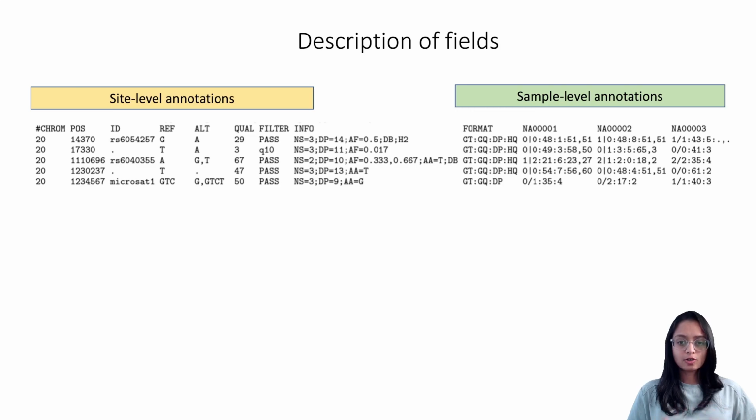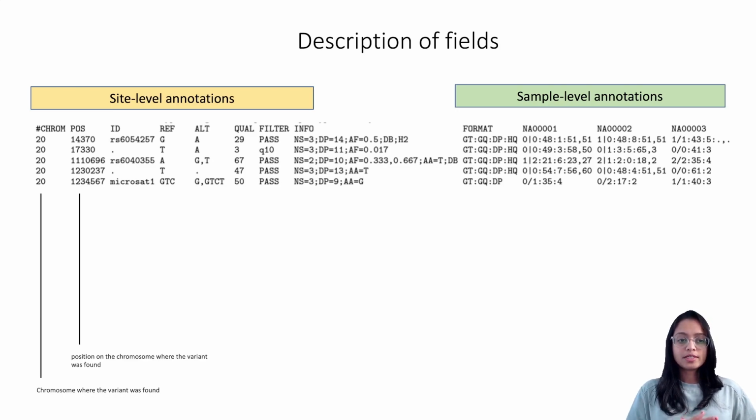So the first column is chromosome, and it holds information on what chromosome the variant was found in. The next column is position, so it basically provides the position of the variant in that chromosome. If it's a multi-base variant, then the position corresponds to the first base's position. If it's a deletion event, then the position corresponds to the base preceding the event, that is before the deletion.